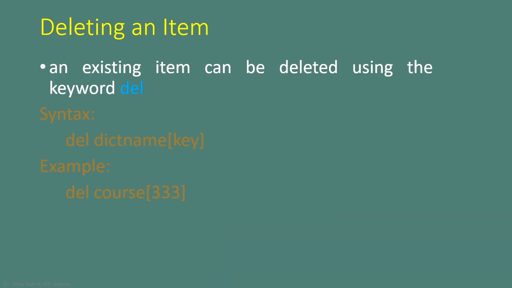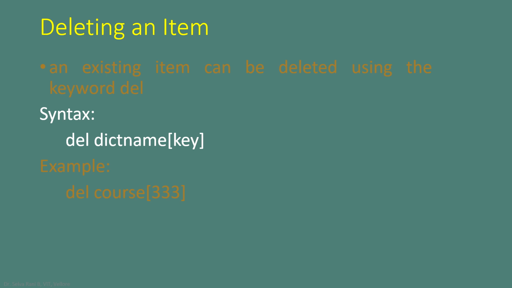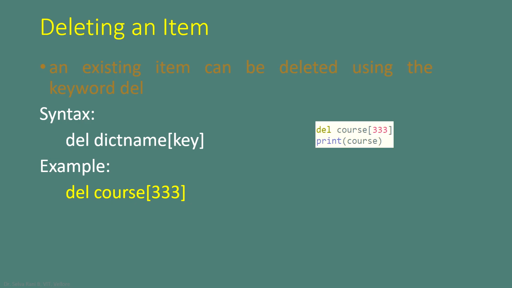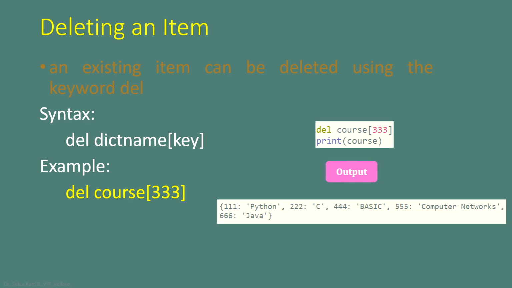Deleting an item. It's very easy to delete an existing item from the dictionary with the help of the keyword del. The syntax is del dict name of key. The interpreter will pick up the key and the value from the dictionary and remove it. For example, if we delete course of 333, the element with 333 as a key will be removed from the dictionary. Now, the resultant dictionary does not have the key 333 and its corresponding value C++.